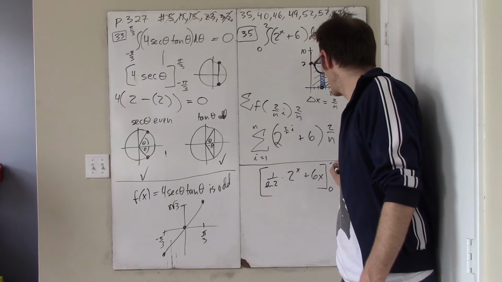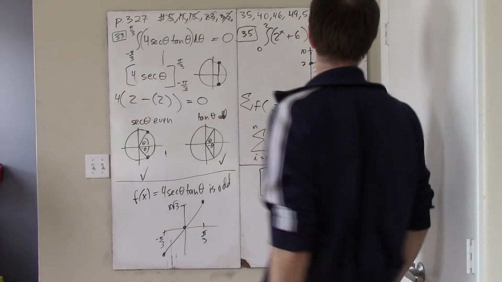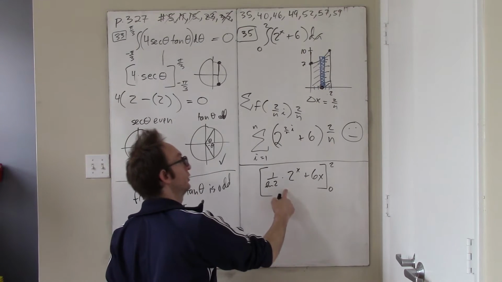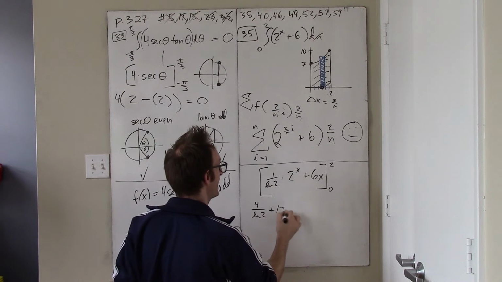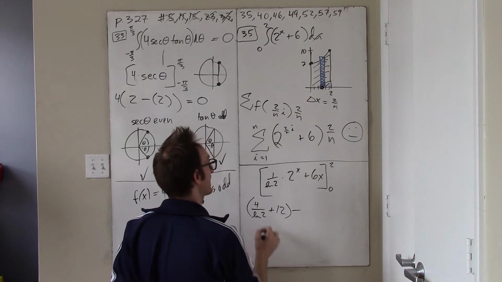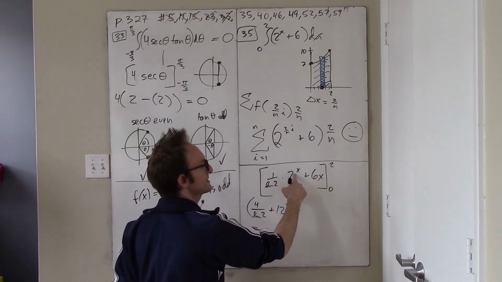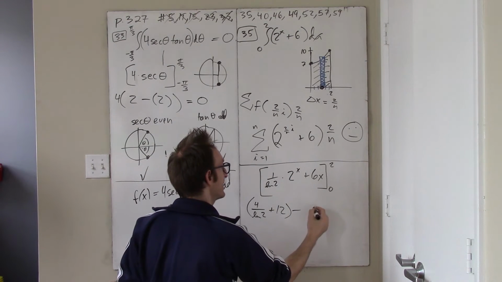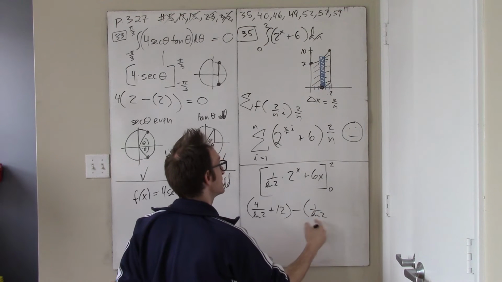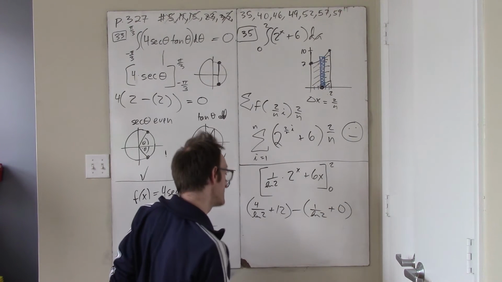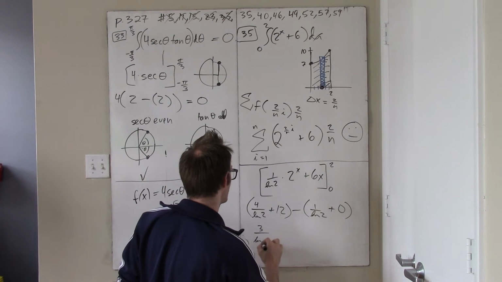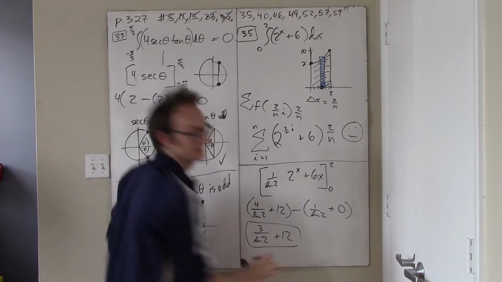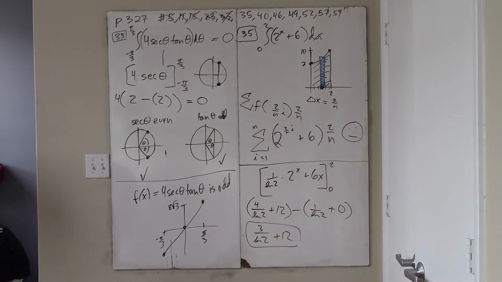And so if I want to know the area under this function, I just plug in 2, and I get 4 over ln2 plus 12, minus whatever I get when I plug in 0. When I plug in 0, 2 to the 0 is 1, so you have to be a little careful there. You get 1 over ln2 plus 0. Distributing the parentheses, I get 3 over ln2 plus 12. Now I'm doubting myself on that, but I bet that's right.